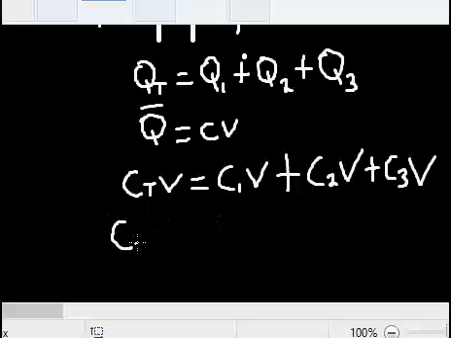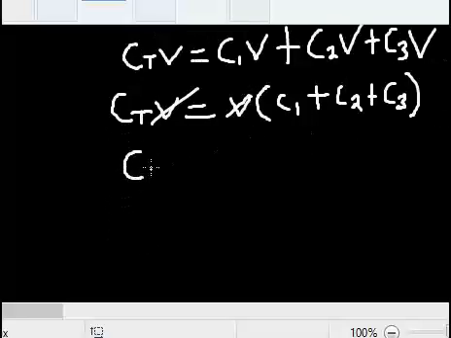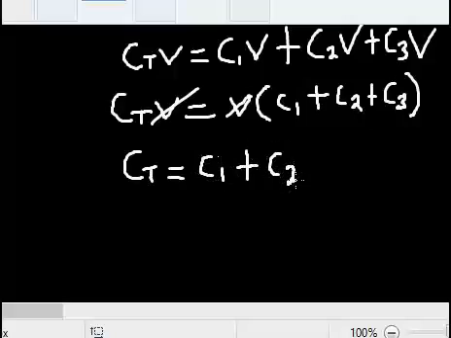So now I'm going to have CT multiplied by V. Voltage is common here, so I'm going to factorize. I take the voltage out, then I write the other factors, which of course is C1 plus C2, then plus C3. All right, so V cancels V since they are the same at both sides of the equation. So now I have that the total capacitance when capacitors are connected in parallel is going to be their sum, C1 plus C2 plus C3.